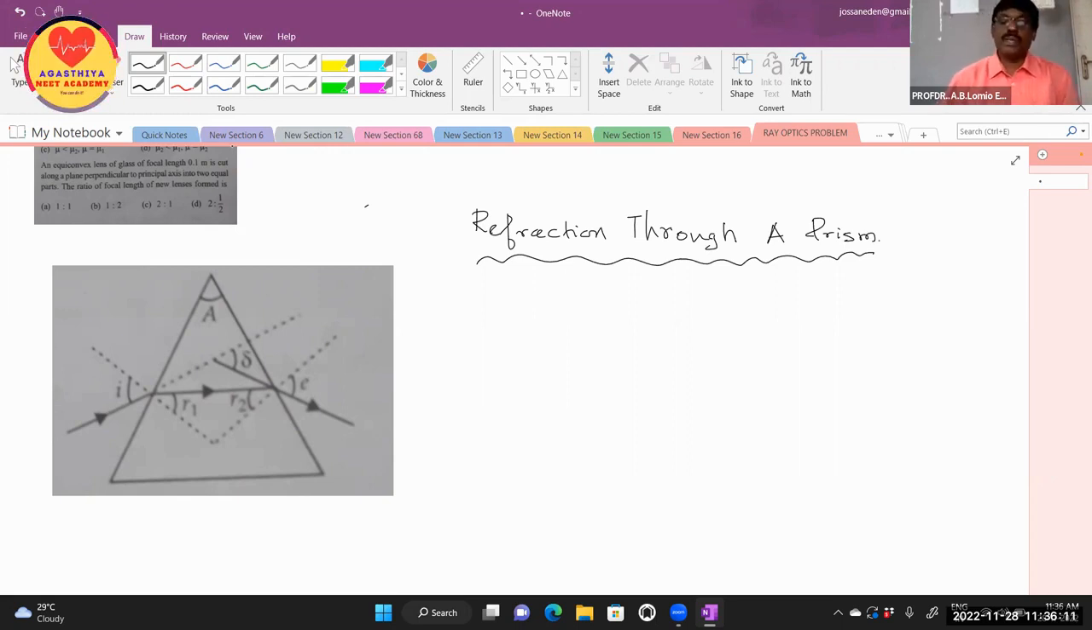A prism is a homogeneous, transparent medium enclosed by two plane surfaces inclined at an angle. See this diagram? These two are the transparent refracting surfaces enclosed by an angle. The angle included is nothing but the angle of prism.